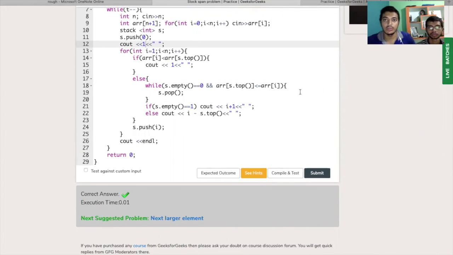This is the final code. So I hope you got the stock span problem very well.